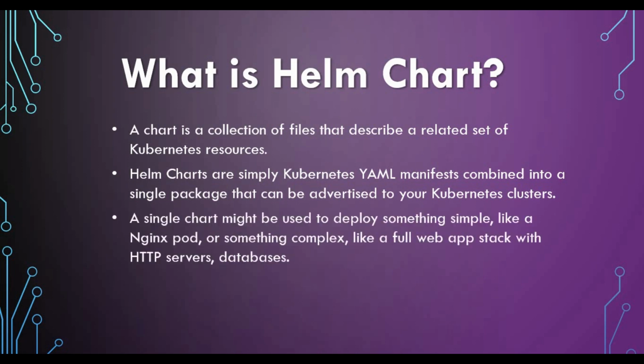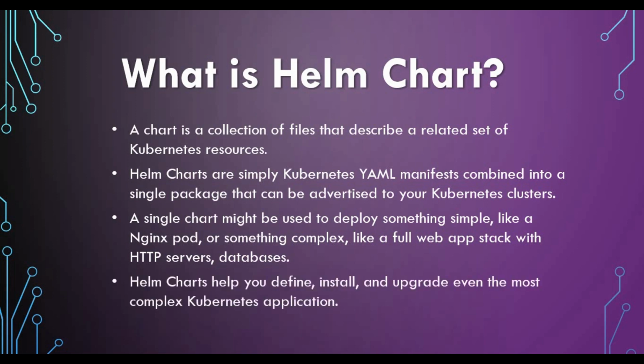And this single chart can be used to deploy a simple application like an nginx pod, or it can be very complex, like a full web stack with HTTP servers, databases, etc. Okay, and Helm charts help you to define, install, and upgrade even the most complex Kubernetes applications. So you can use a Helm chart for defining your whole application. You can install it. You can have different versions, so you can upgrade from one version to other versions. So Kubernetes can keep the version changes from the history of those applications. So it's easy for you to upgrade or roll back all those things using Helm.